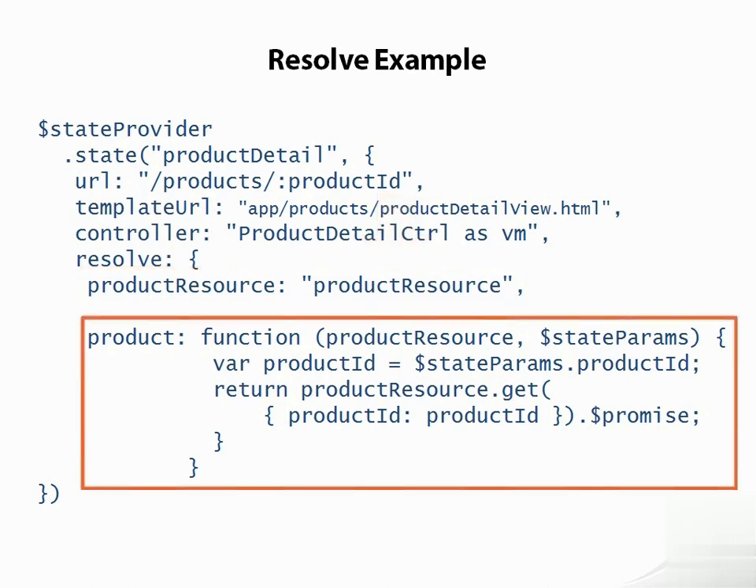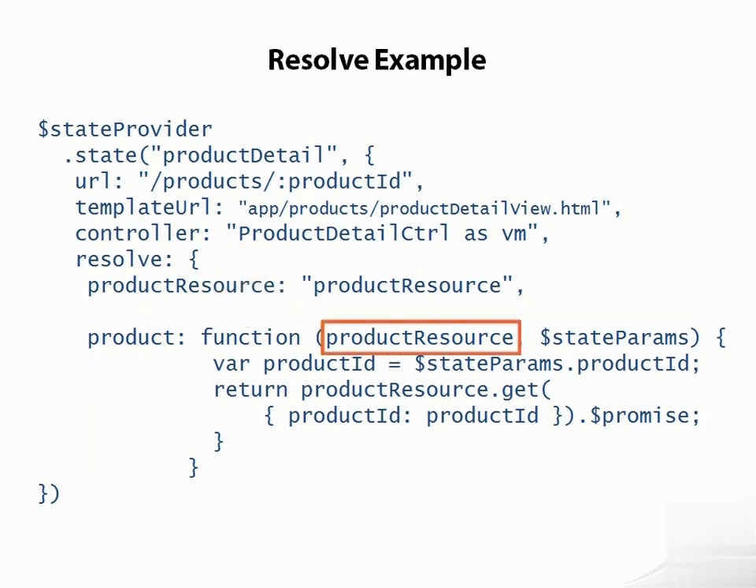The second key-value pair defines a dependency on the result of the defined function. The key is named product because this function returns a product, but it could be named anything. The value is a function that returns a promise. This function depends on the product resource service identified in the first key-value pair, hence the reason we needed to define that dependency first. This function also depends on the $stateParams service. The $stateParams service is part of the UI router.